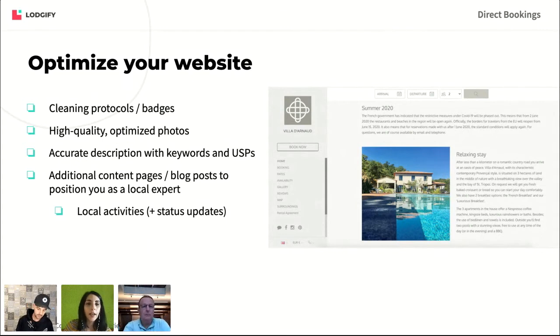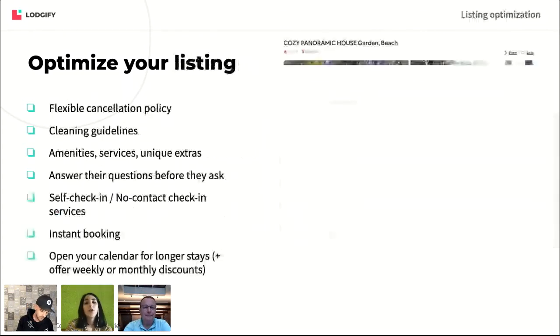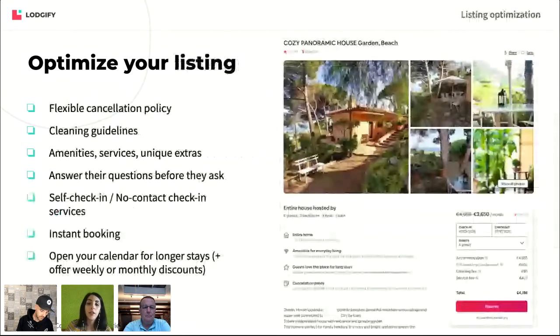And in terms of your listing, as I mentioned, a flexible cancellation policy is a big thing right now. Cleaning guidelines, you could still include them in your description on Airbnb. And if you include it there and you have any reviews from past guests that mention that your house is very clean, you will have a special snippet on your listing that mentions that you are a clean property. So that's really interesting right now to have in your description.